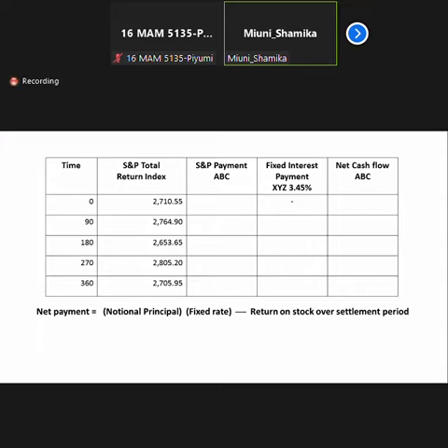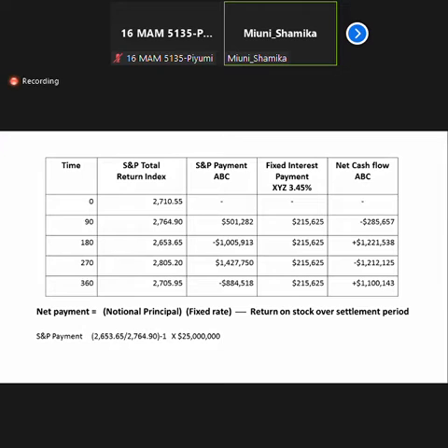Based on the S&P, if the S&P payment of ABC is negative, like in this instance, that means ABC is not going to pay, but he is going to receive. So this is a special feature in equity swaps, which we do not see in other types of swaps. There are no negative payments in other types of swaps, but in equity swap, there are negative payments. Negative payment means you're not going to pay, but you will receive that amount from the counterparty.